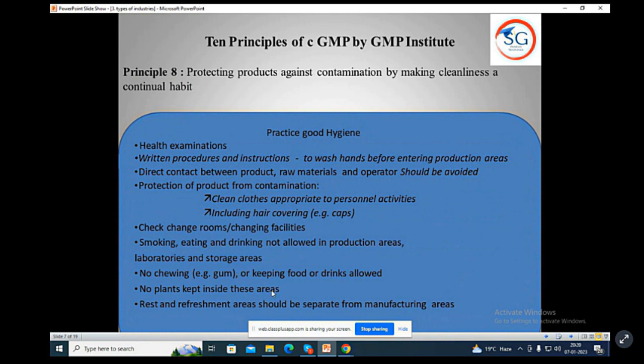And inside the areas you should not keep any plants. Even the tables and chairs which you are using inside the process area should be made of SS316. Wooden chairs etc. should not be used. Why? Because it will cause contamination and it is difficult to clean. Only stainless steel 316 grade is easy to clean to avoid the cross contamination, right? This is principle 8.